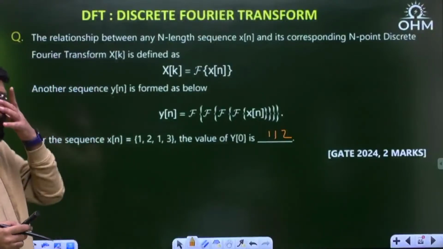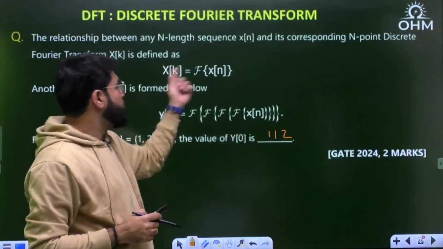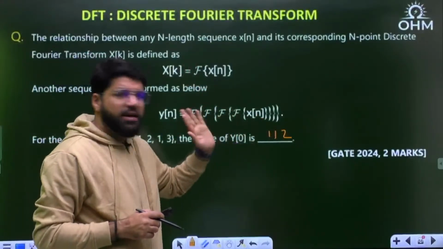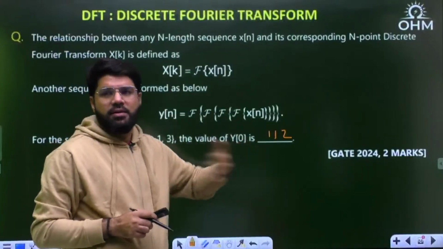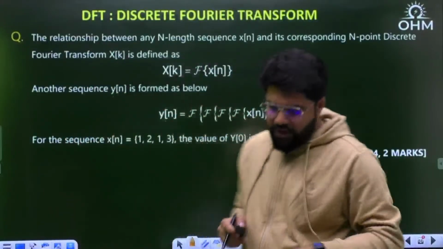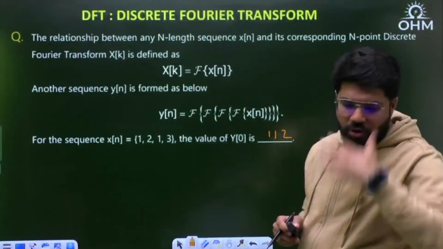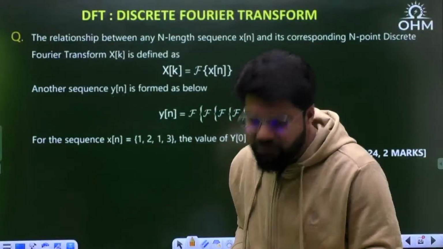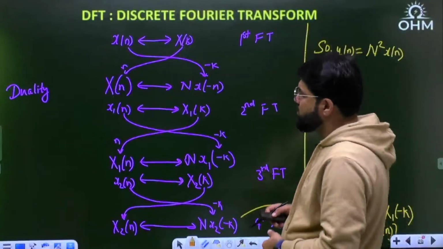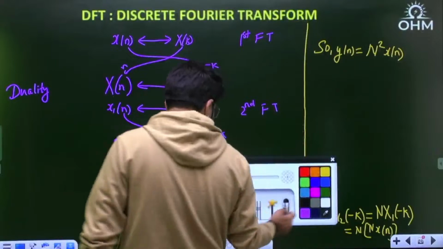Okay. 4 times Fourier transform. 1 Fourier transform pair is already represented. Okay, so 3 times duality. I told you during the duality property also, whenever you need to take the transform of transform, Fourier transform of Fourier transform, so you'll apply duality. Okay, you will apply duality.